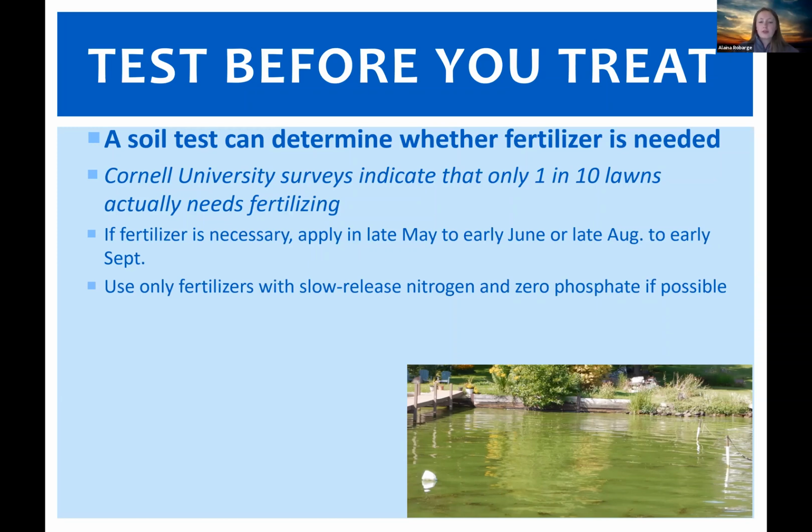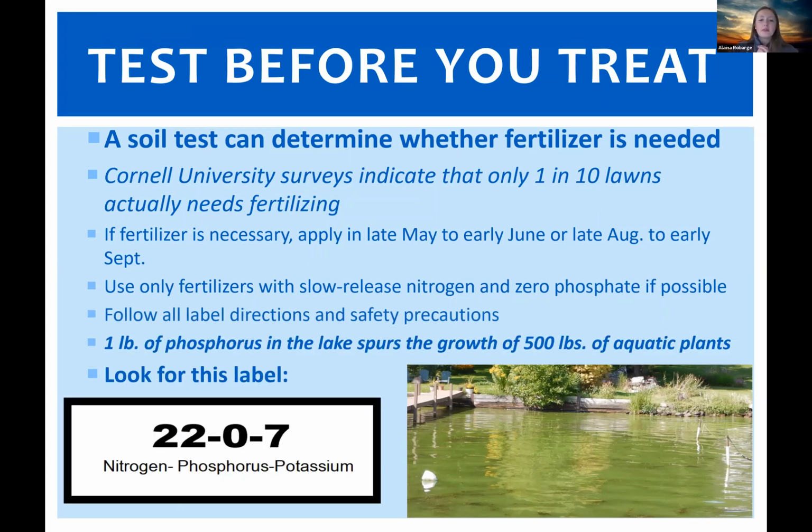When you look at a fertilizer bag, the label is always going to be nitrogen, phosphorus, potassium, so NPK. Those are always going to be the order. So that middle number should always be 0. We want to make sure there's 0 phosphorus in any fertilizer that you're putting on your lawn. Make sure you're following all the label directions and safety precautions.